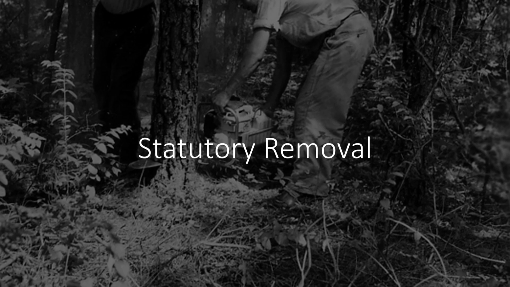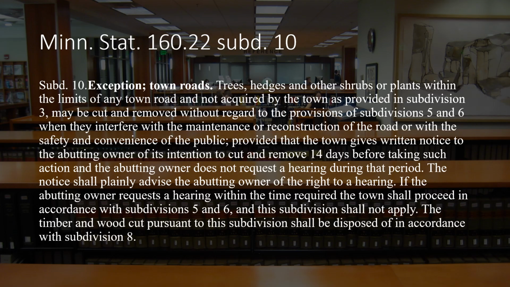Let's begin with the statutory removal process. The statutory tree and vegetation removal process is found in Minnesota Statute 160.22. Now in that statute, townships have their own special subdivision. That is Subdivision 10. The 2023 version of that subdivision is posted on your screen now.